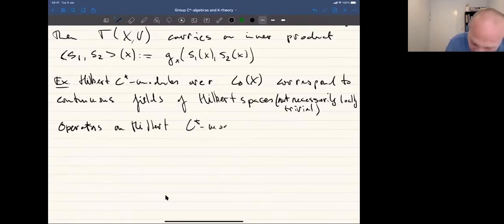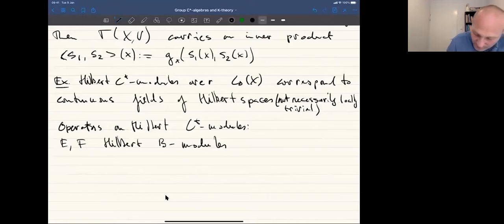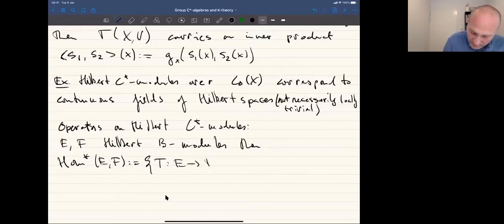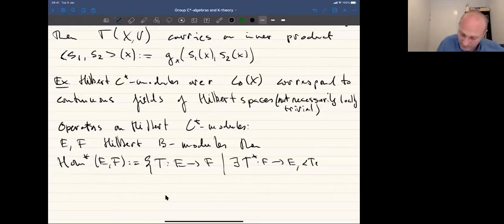On Hilbert C-star modules. So if I have E and F, Hilbert B modules, then the space of adjointable operators is the space of operators for which there exists an adjoint, and this means that ⟨TE, F⟩ is ⟨E, T*F⟩. And of course, one inner product is in F, the other one is in E.